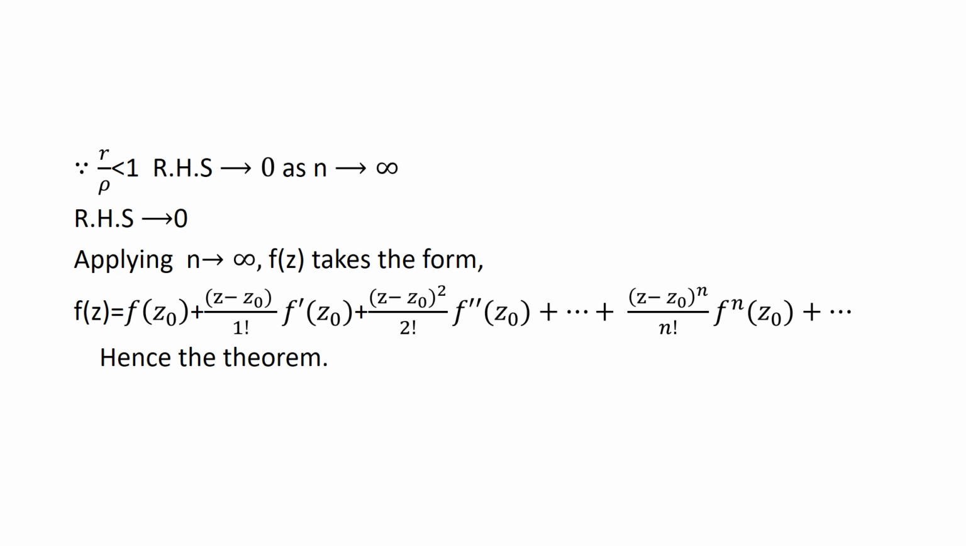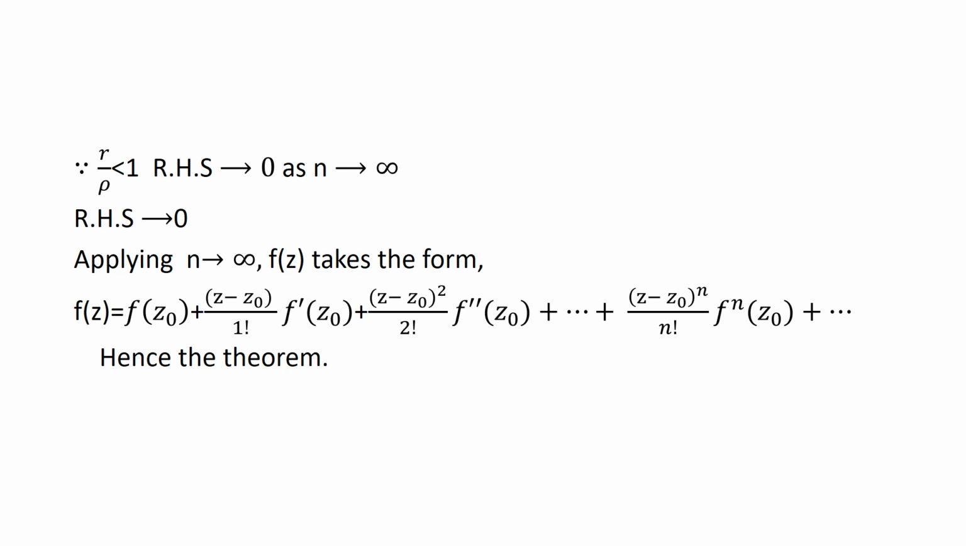Applying n tends to infinity, f of z takes the form f of z equals f of z naught plus (z minus z naught) by 1 factorial f dash of z naught plus (z minus z naught) whole square by 2 factorial f double dash of z naught plus etc., plus (z minus z naught) power n by n factorial fn of z naught plus etc. And this is Taylor's series.